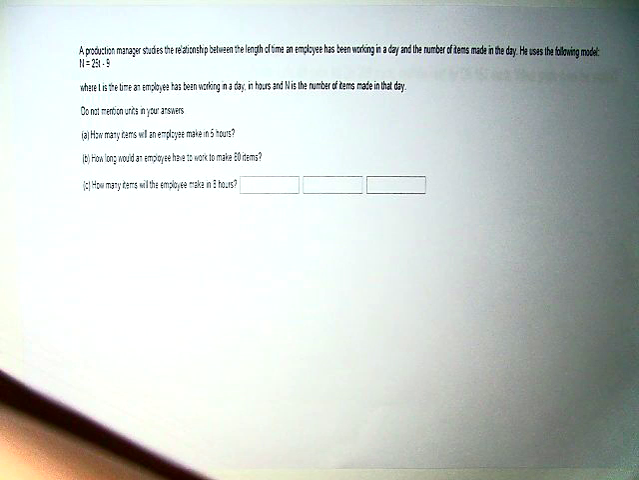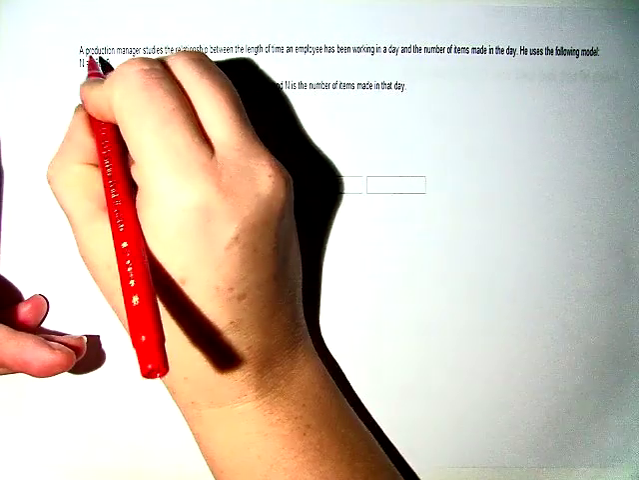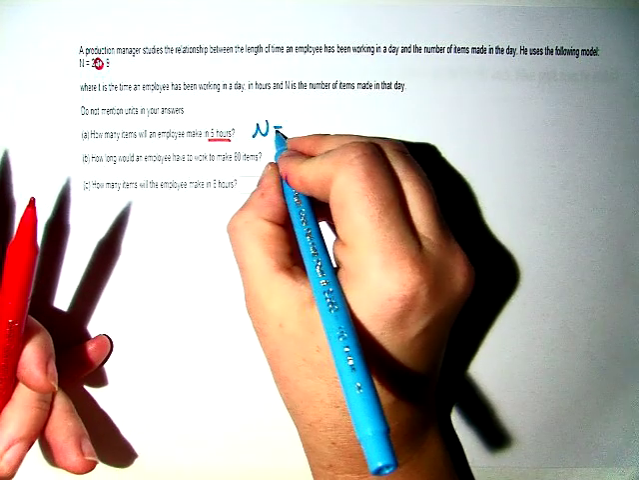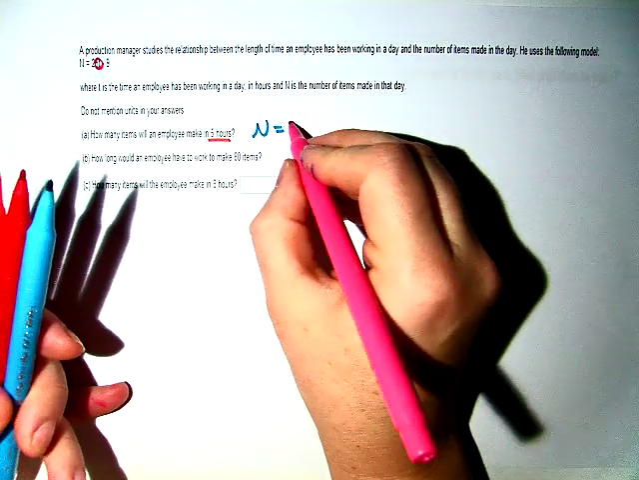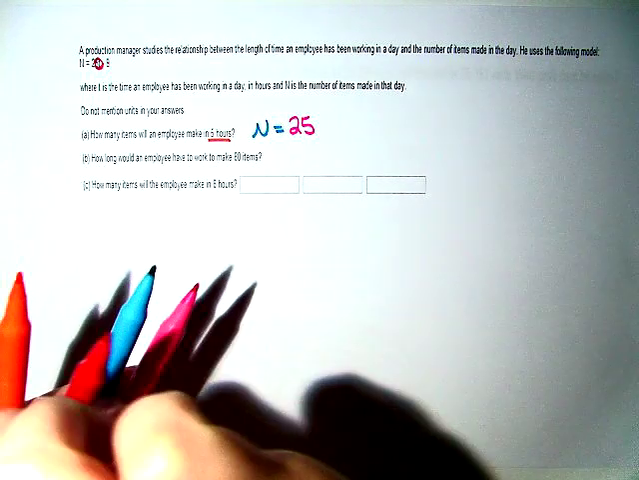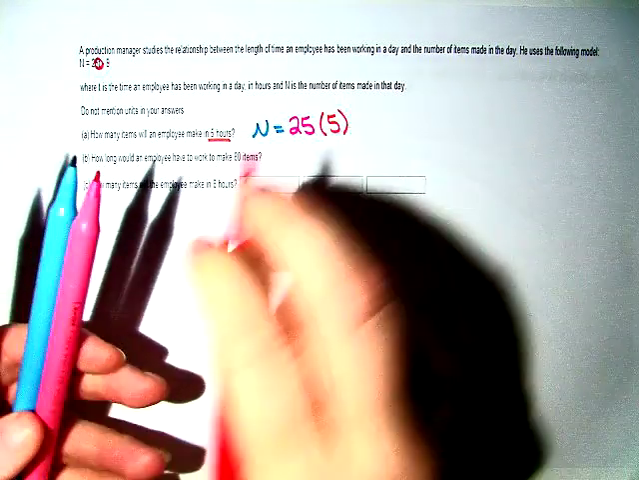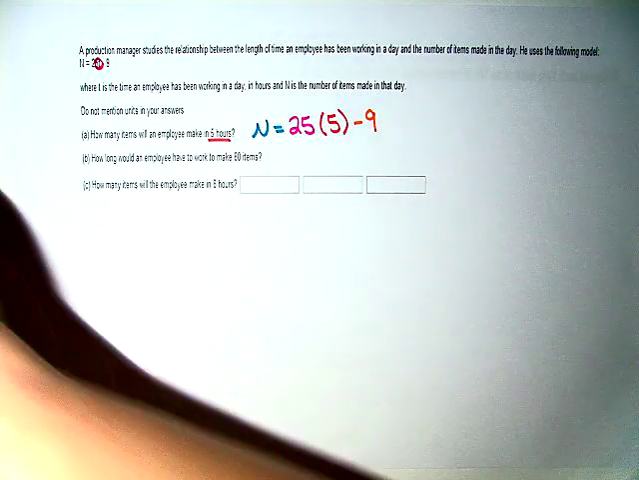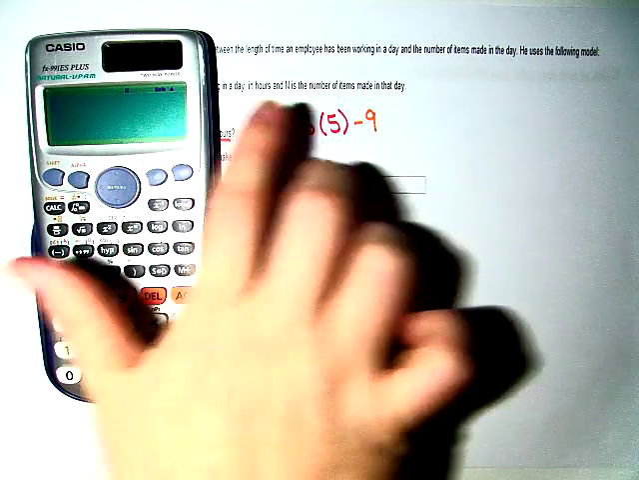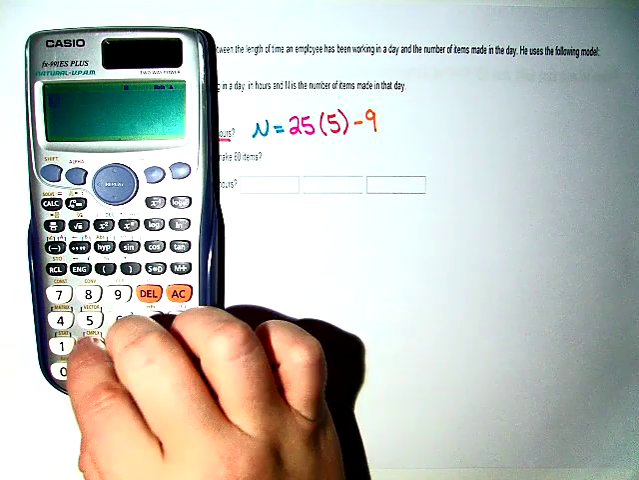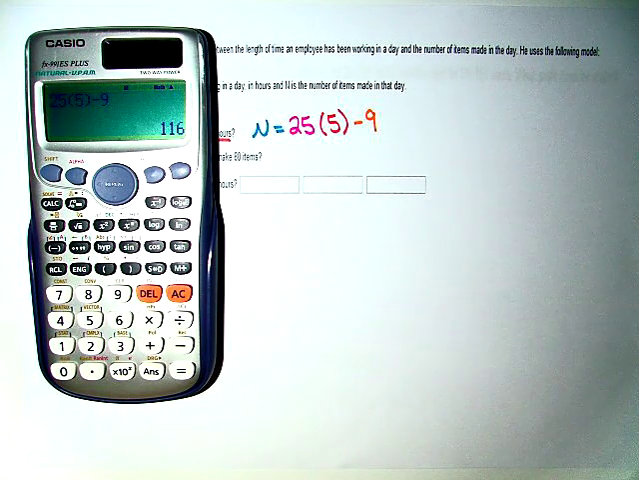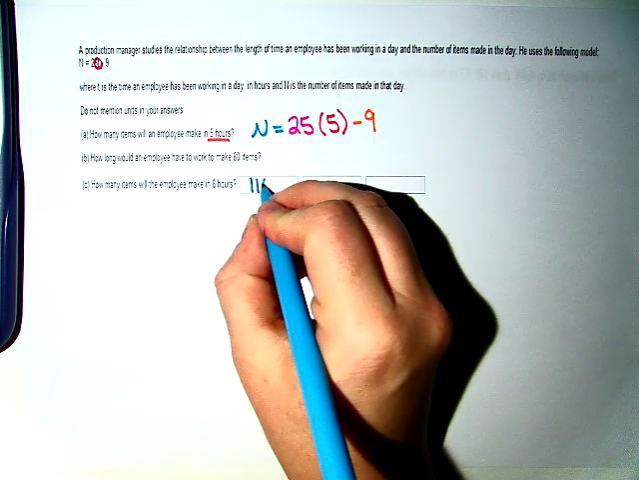Okay, well that 5 right there, that's our time. So we can plug it in here. So we get the formula N equals, now 25 is our rate, and we are going to substitute 5 for T, and then subtract 9. Okay, so we get out our calculator. We're going to plug it in exactly as we see it. 25 times 5 minus 9. And we get that they make 116 items.